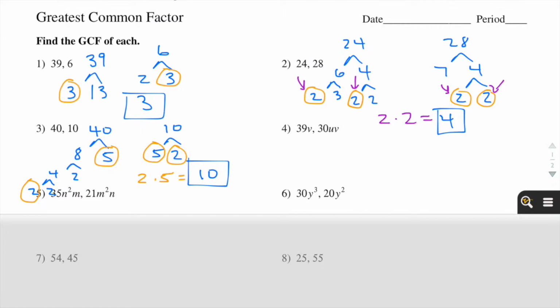Number 4, 39v and 30uv. So let's go ahead and write 39v. Break that down, 3 and 13 go into 39. We can also do another little branch and put a v. 3 and 13 and v don't break down any further, so let's go ahead and write 30uv. That breaks down to 15 and 2, and we'll do 2 more branches for u and v. 15 breaks down to 3 and 5, and nothing breaks down any further.